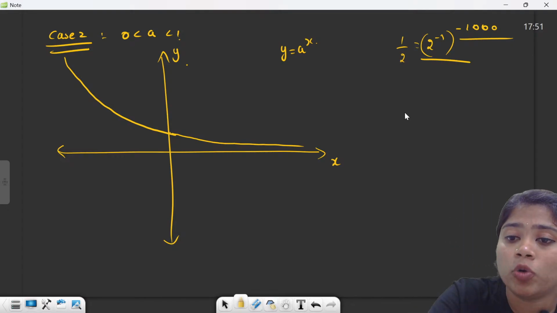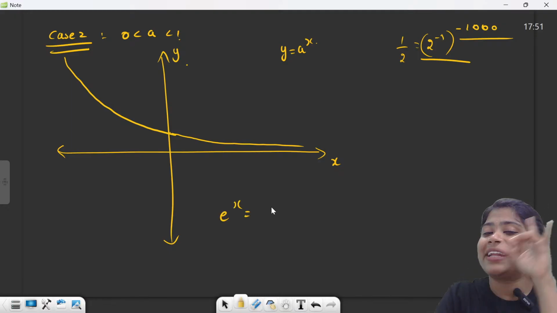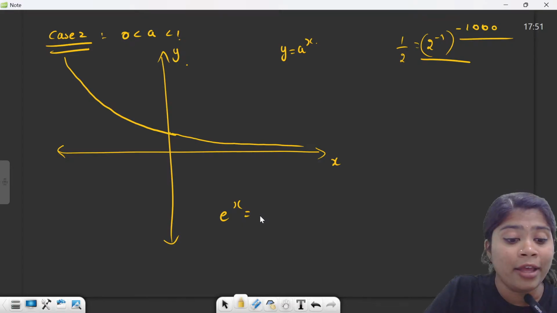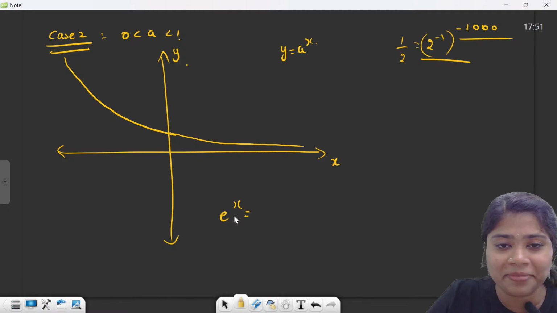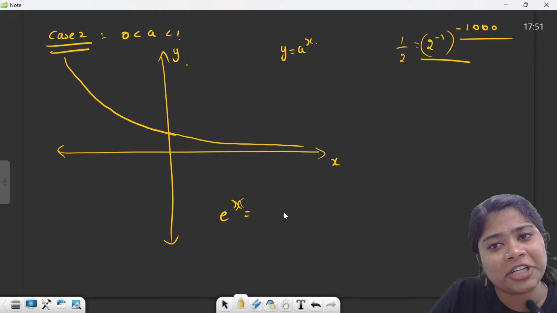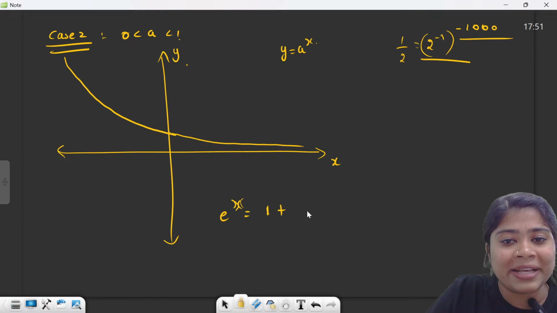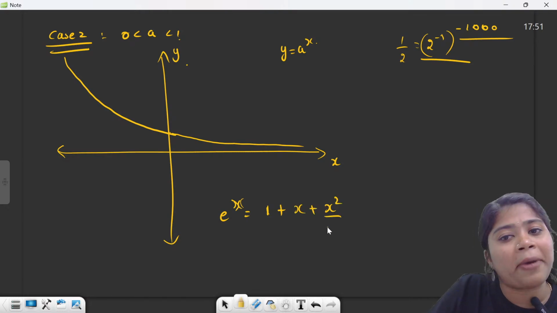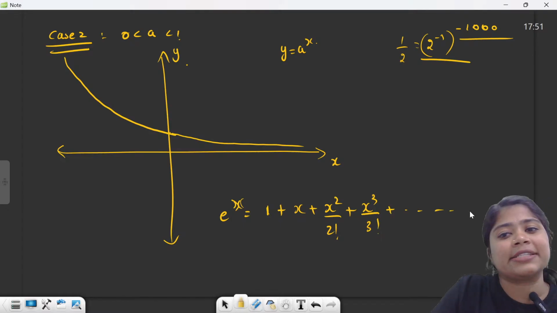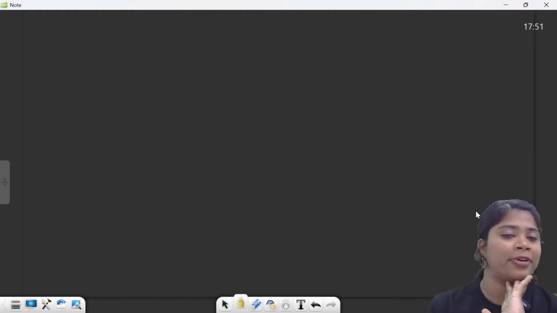And coming to the e power x expansion, already in the last class we discussed. So what is it? Tell me. e power x is 1 plus x plus x square by 2 factorial plus x to the power 3 by 3 factorial plus, etc. This is additional information. If you know this, it's well and good.